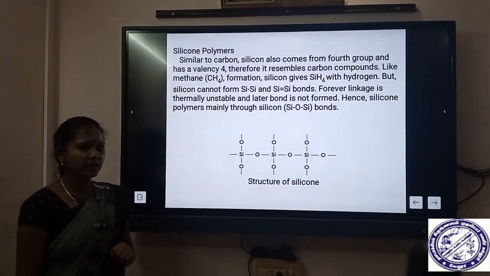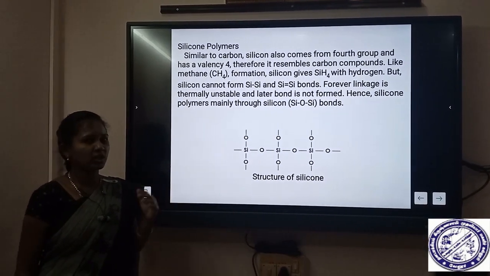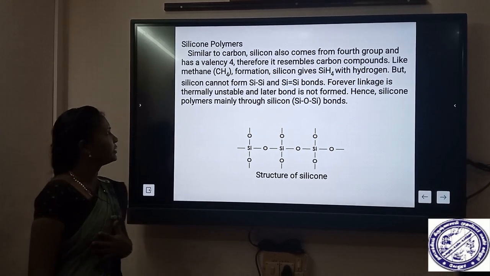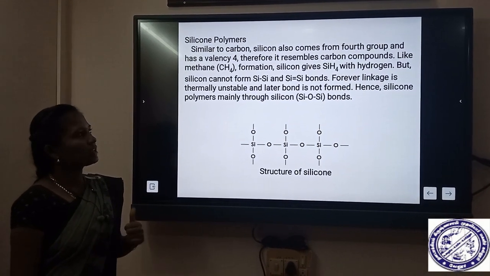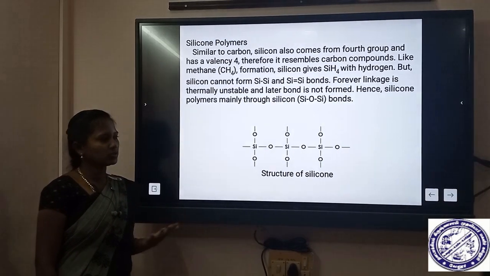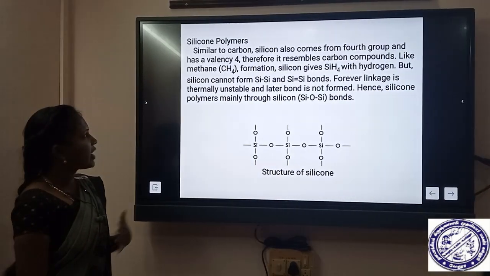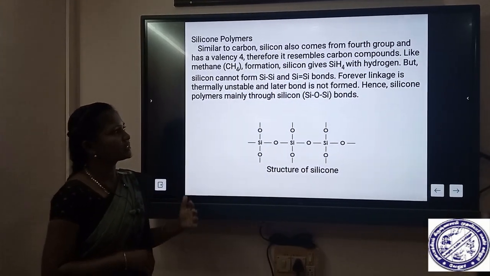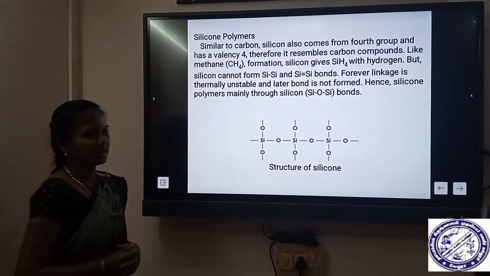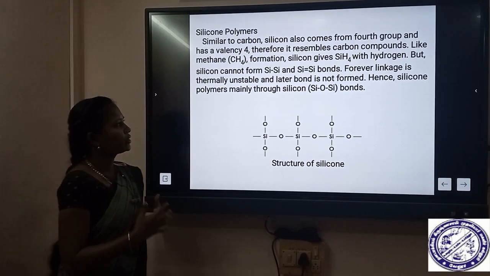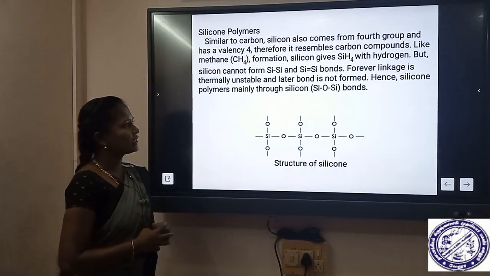So next one, silicone polymers. It is a major one among the biopolymers. Similar to carbon, silicon also comes from the fourth group, and has valency 4. Therefore, it resembles carbon compounds like methane, CH4. Silicon forms SiH4 with hydrogen.